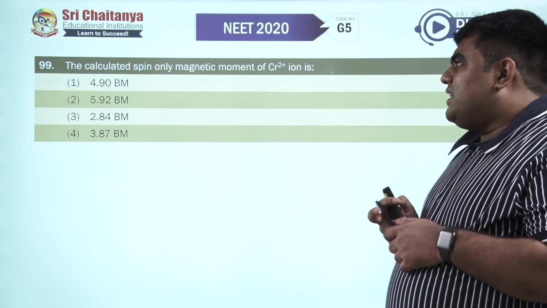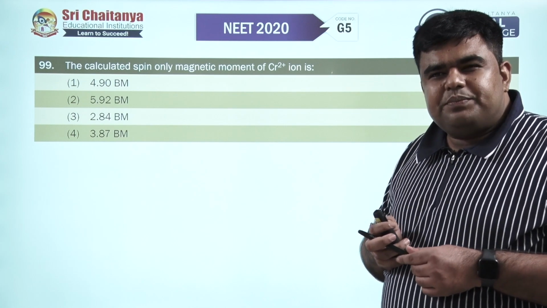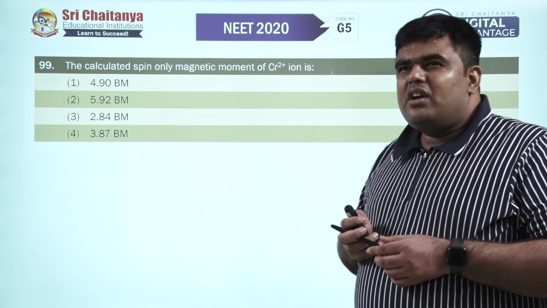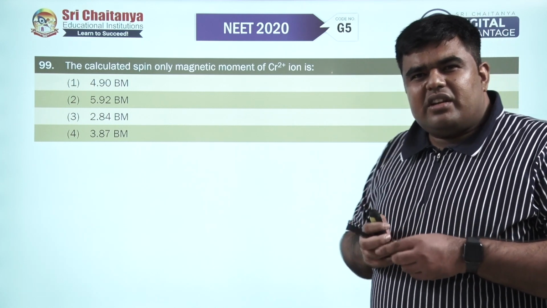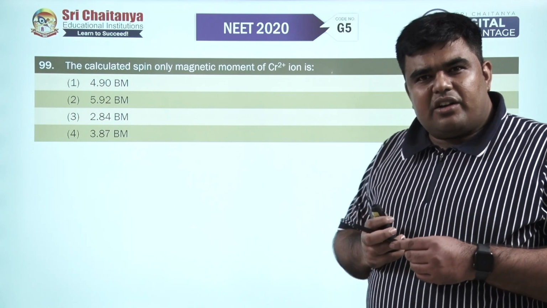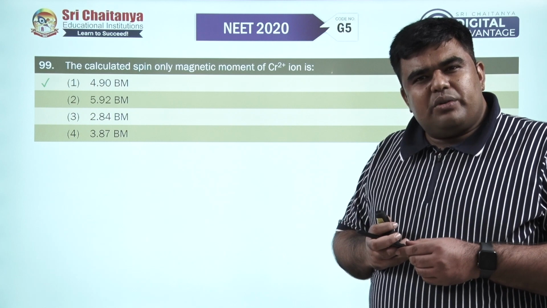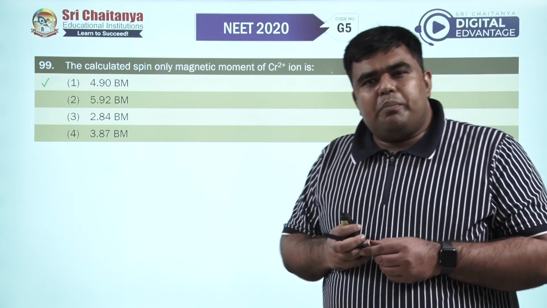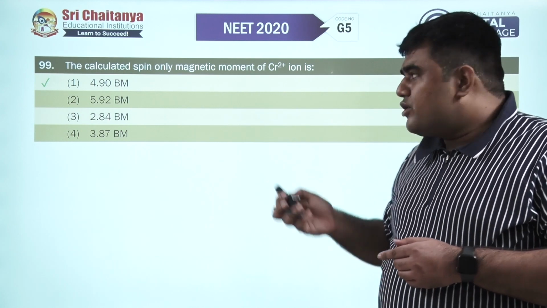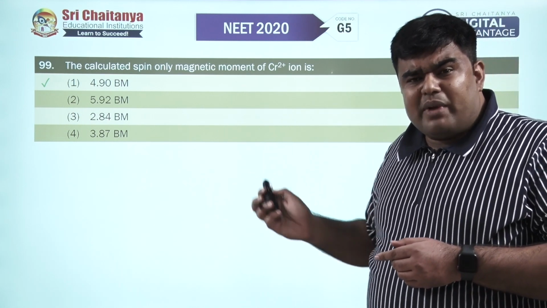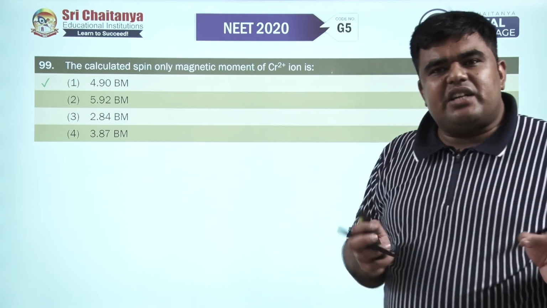Let's see question number 99, the calculated spin-only magnetic moment for Cr2 plus. We know that Cr2 plus is 3d4, 4s0. 3d4 means there are 4 unpaired electrons, so mu will be root under n into n plus 2, that is root under 24 Bohr magneton. Root under 24 Bohr magneton translates to 4.90 Bohr magneton. So the first option is the correct option for question number 99.